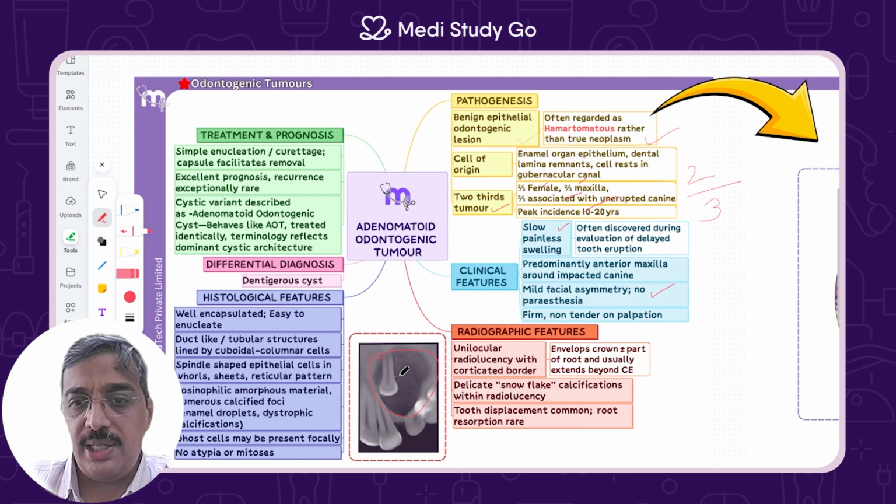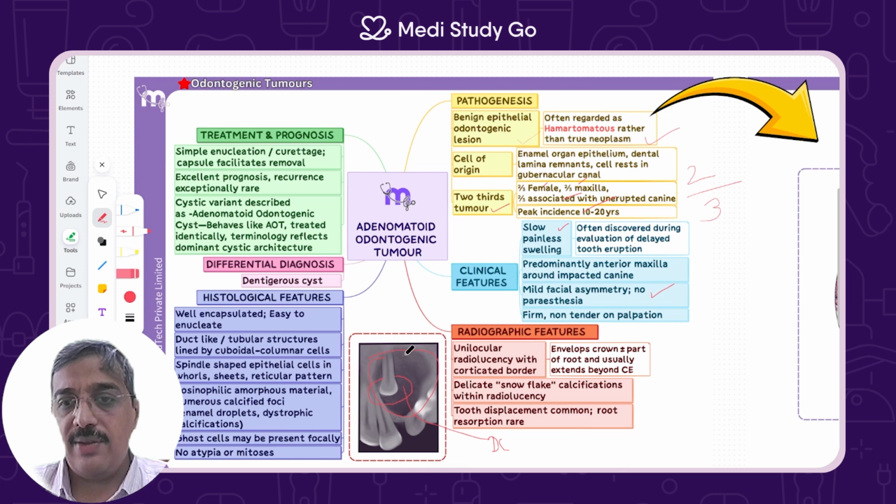Now you will characteristically find that the lesion is not surrounding the cemento-enamel junction. If it is surrounding the cemento-enamel junction, we will be looking at a dentigerous cyst, whereas here the lesion seems to be appearing and proliferating all around the tooth. And radiographically, you may find some calcifications, snowflake-like calcifications, and some tooth displacement may be noted.